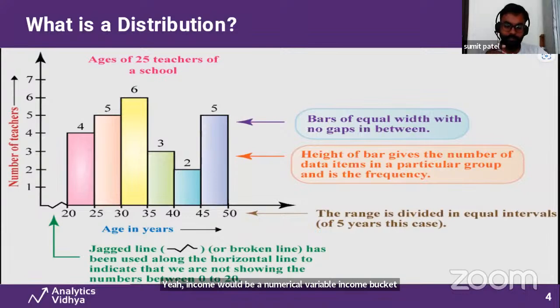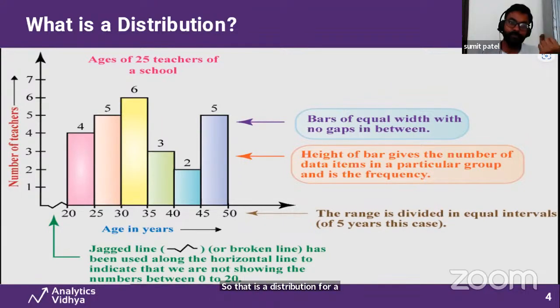So a distribution is basically if I have 100 people and the column is gender, right? I want to know how many people lie in different gender buckets. So that is a distribution for a categorical variable.